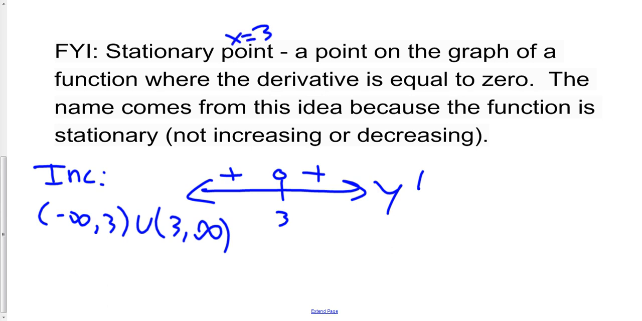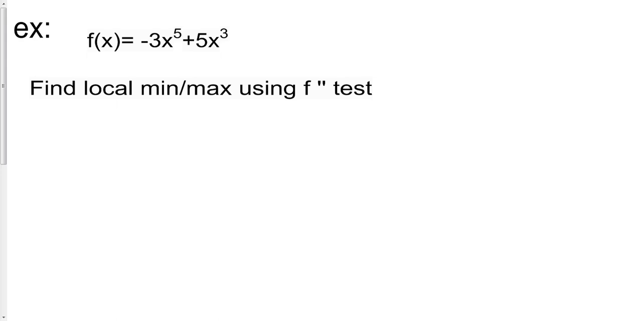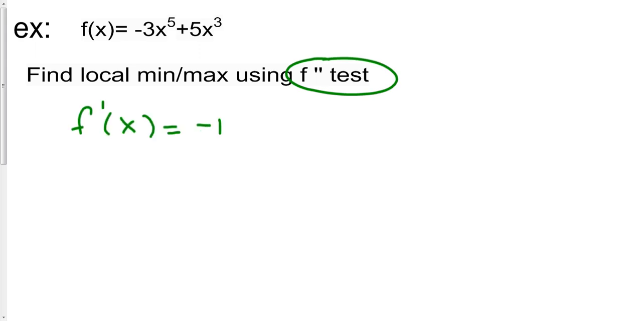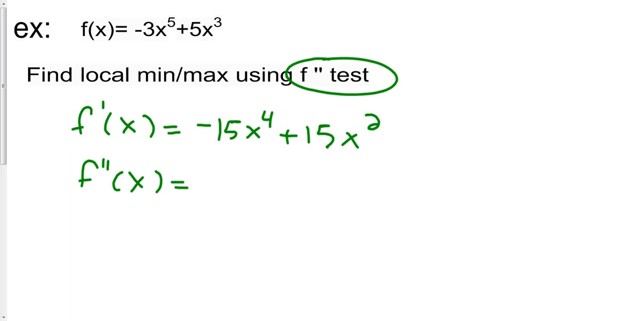So let's get into this second derivative test. Let's find the local max and min using the second derivative test. Well, clearly, if it's the second derivative test, we need to find the first derivative, and then we'll need to find the second derivative. I think you're pretty good at this, and finding the second derivative, okay? Negative 60x to the third plus 30x.